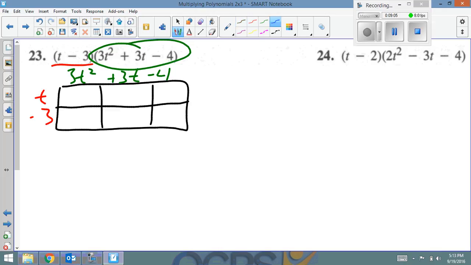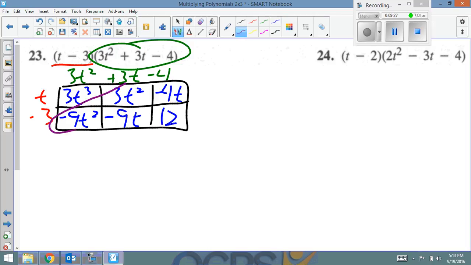T times 3t squared is 3t to the third. 3t times t is 3t squared. Negative 4 times t is negative 4t. Negative 3 times 3t squared is negative 9t squared. Negative 3 times 3t is negative 9t. Negative 3 times negative 4 is positive 12.